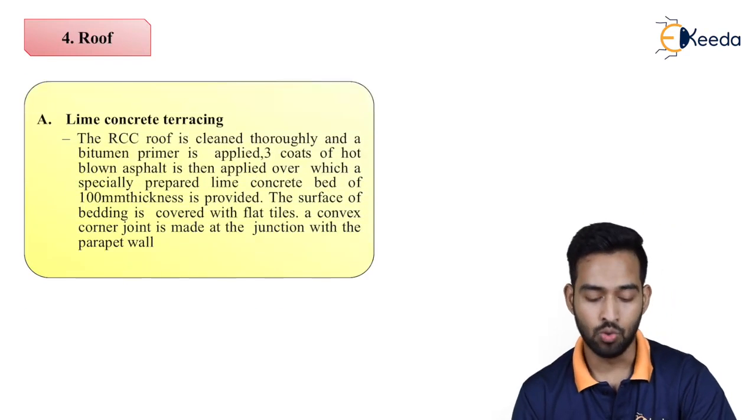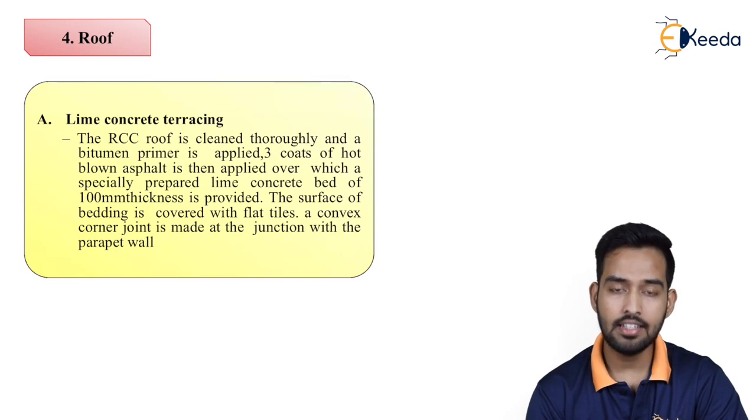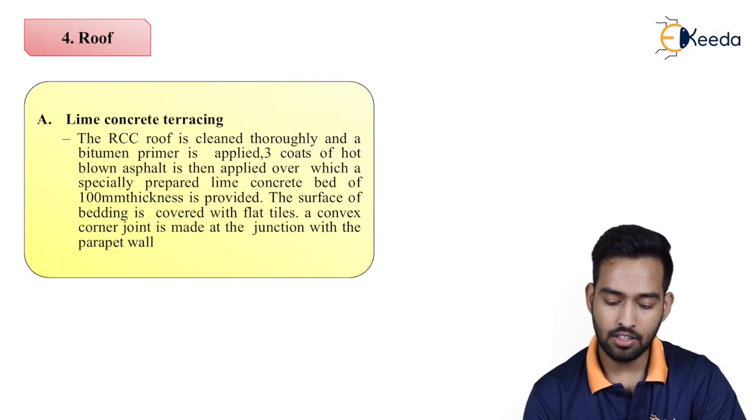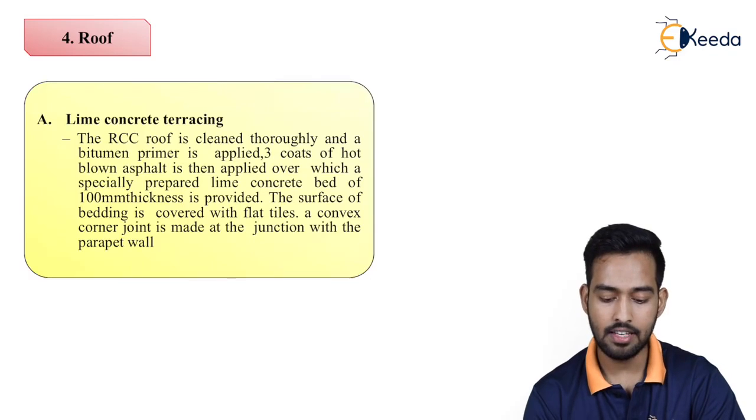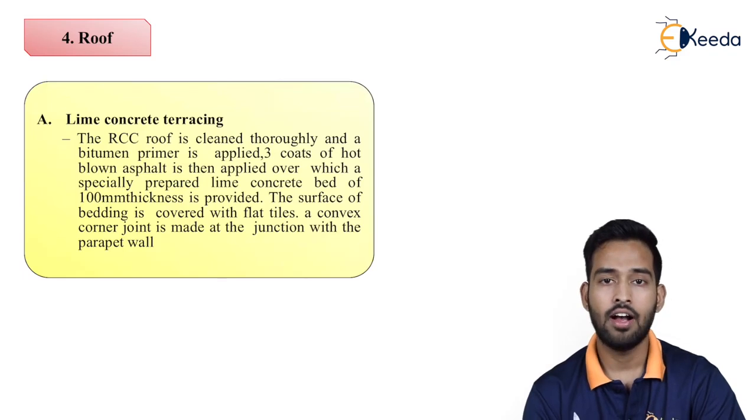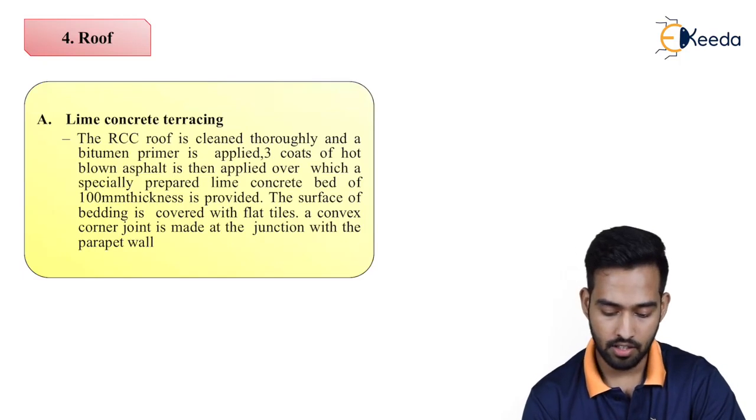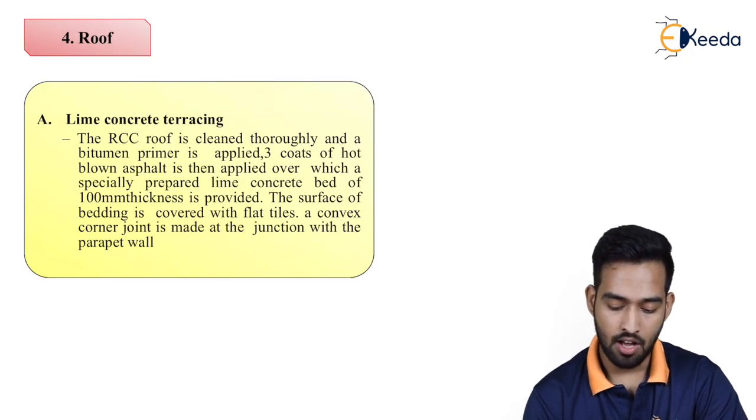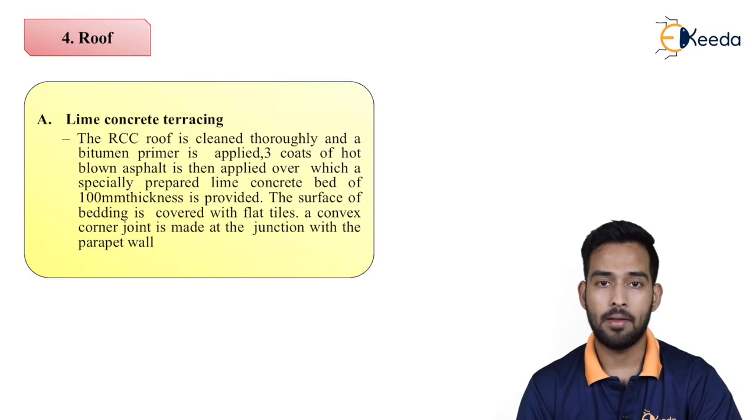After walls, it comes to roofs. Now, lime concrete terracing. The RCC roof is cleaned thoroughly and a bitumen primer is applied. 3 coats of hot blown asphalt are then applied, over which a specially prepared lime concrete bed of 100 mm thickness is provided. The surface of the bedding is covered with flat tiles. A convex corner joint is made at the junction with the parapet walls.